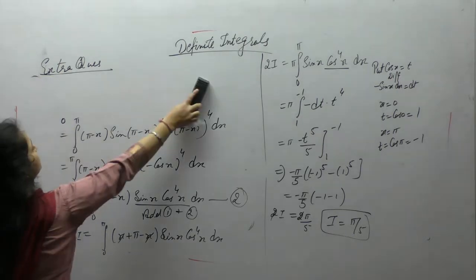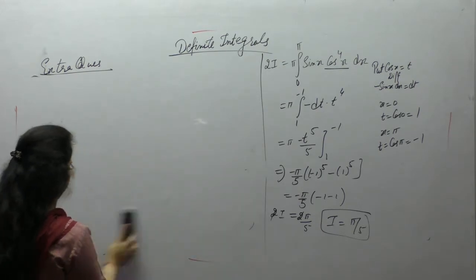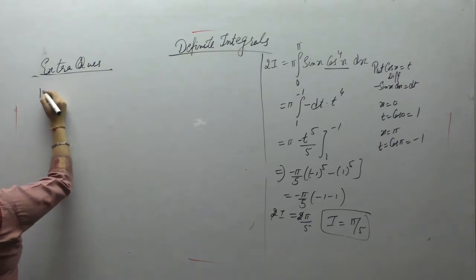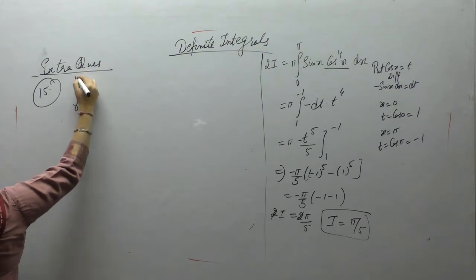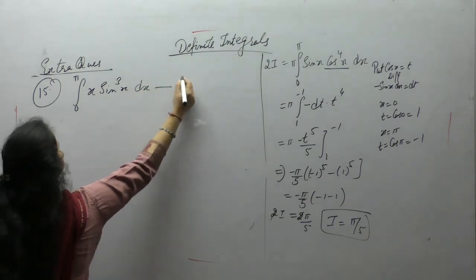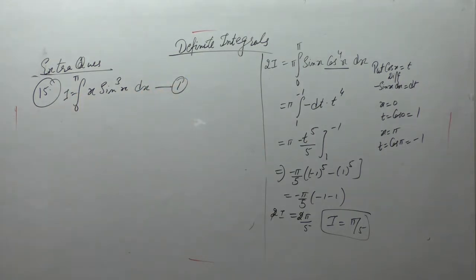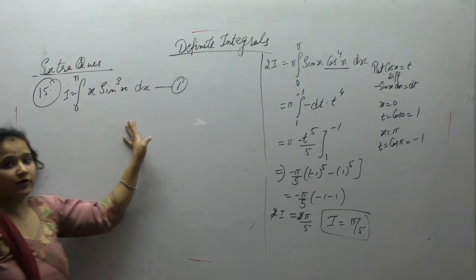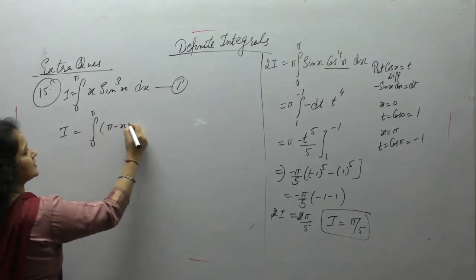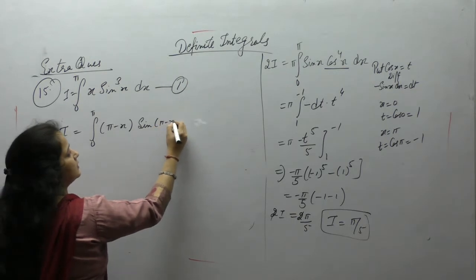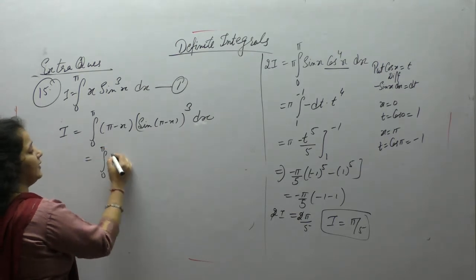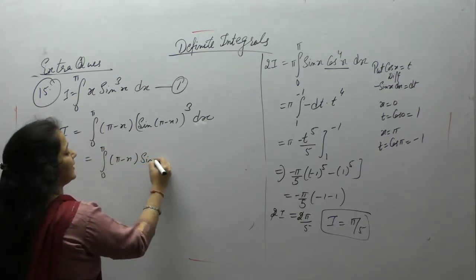Now the next one is integral 0 to pi x sin cube x dx. Now again, integral 0 to a f of x dx is equal to integral 0 to a f of a minus x. Sin pi minus x is sin x. So 0 to pi, pi minus x sin cube x.